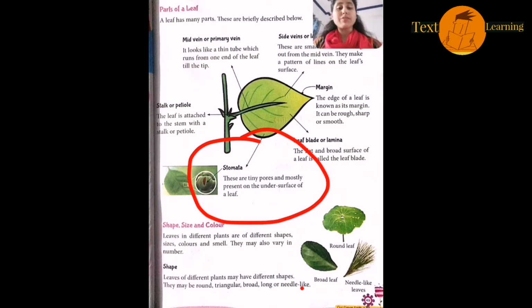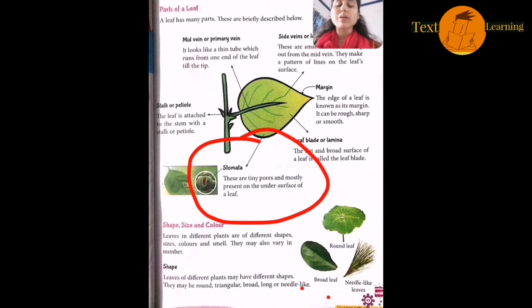The flat area of leaf. After then, there is stomata presented. These are very tiny that we cannot see them without any tools. With the help of a magnifying lens, we can see this stomata.